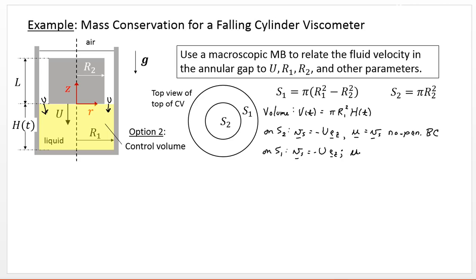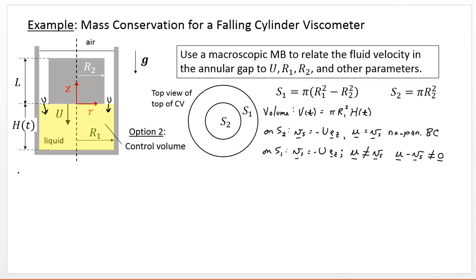However, the fluid velocity u is not equal to the velocity of the control surface, because the fluid is flowing up through the gap. It's being displaced by the downward moving cylinder, and so the fluid moves up, the control surface moves down, and so u minus Vs is not equal to 0 on S1. It is, however, equal to 0 on S2 due to the no penetration boundary condition, because S2 corresponds to a solid surface.